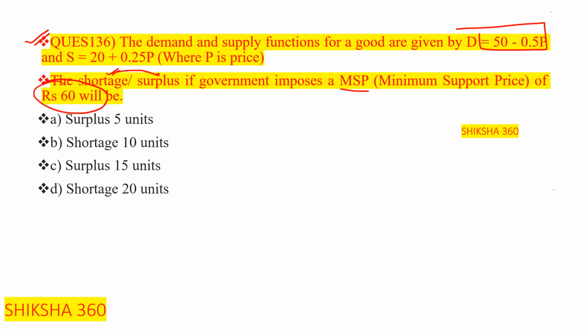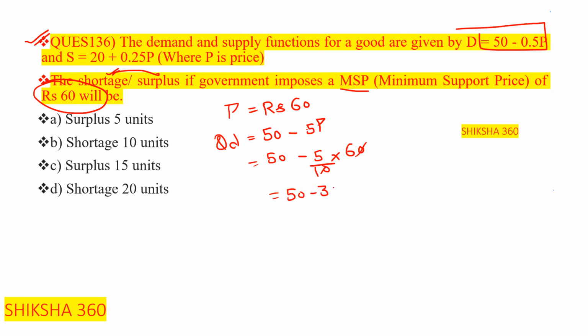So what will happen here? Either there will be a shortage or a surplus if the government sets the minimum support price at rupees 60. There is nothing typical here. We just put the value of P as 60. Quantity demanded is 50 minus 0.5p, that is 50 minus 5 by 10 into 60. So 50 minus 30 is 20. So quantity demanded here is 20 units.